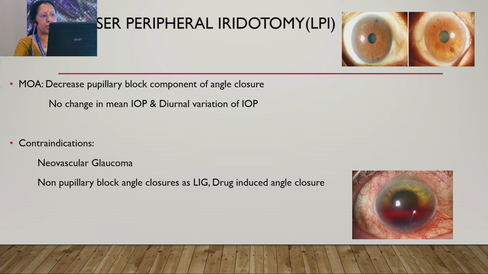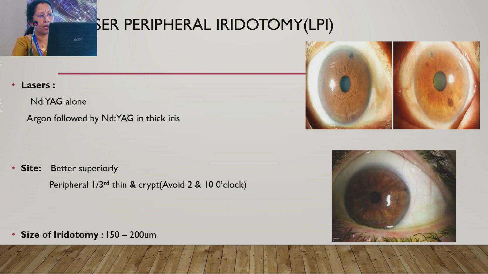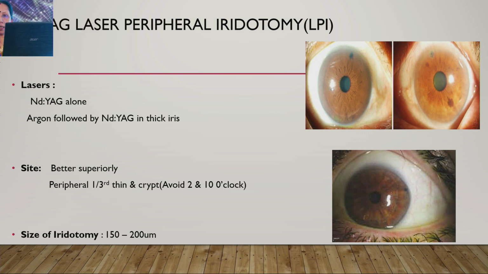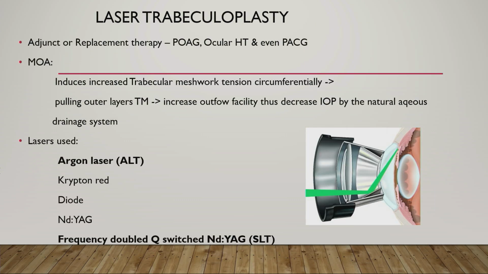There is no change in the mean IOP or diurnal variation in IOP. In neovascular glaucoma, it is contraindicated because it is likely to bleed and increase the inflammation. Non-pupillary block angle closures also are contraindicated. Nd:YAG laser alone or argon laser followed by Nd:YAG laser in thick iris is used. It is better done superiorly, but any peripheral one-third can be chosen with a crypt. Avoid 2 o'clock and 10 o'clock. The adequate size of iridotomy is 150 to 200 micrometer to prevent further subacute attacks.